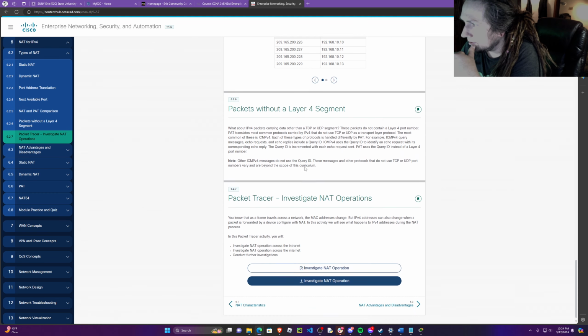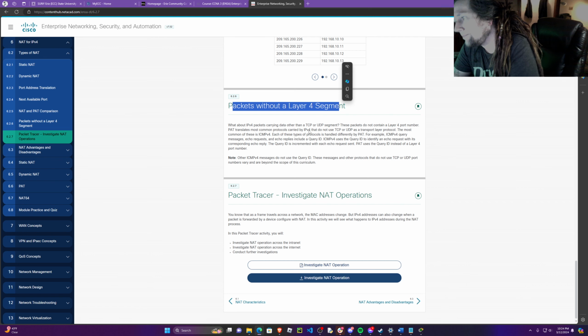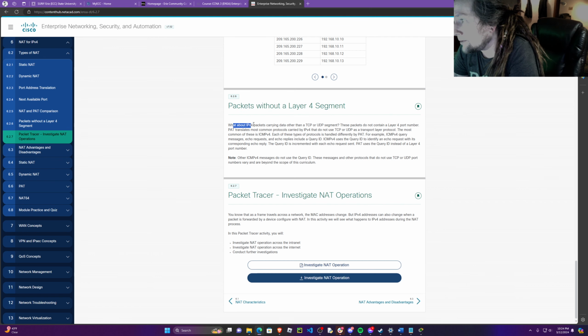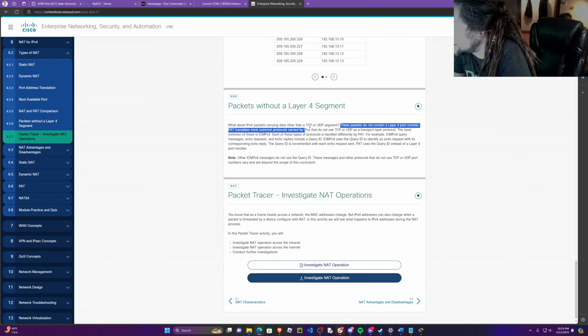All right. Packets without a layer 4 segment. What about IPv4 packets carrying other than a TCP or UDP segment? These packets do not contain a layer 4 port number. PAT translates most common protocols carried by IPv4 that do not use TCP or UDP as transport layer protocol. The most common of these is ICMPv4. Each of these types of protocols is handled differently by PAT.